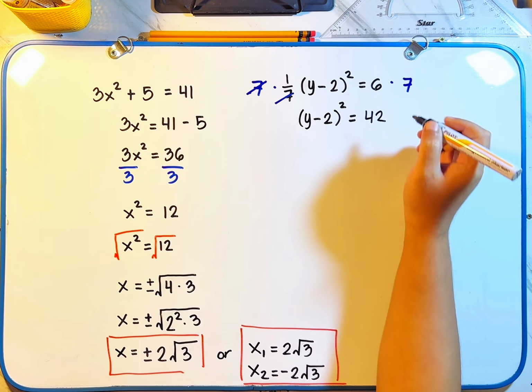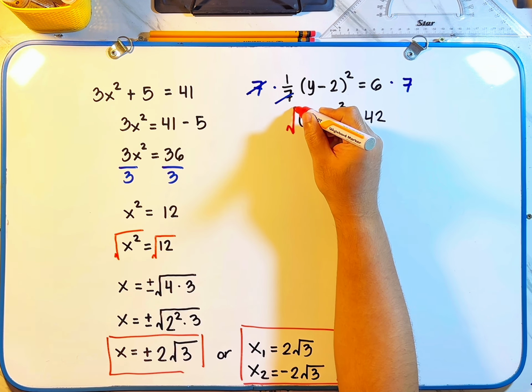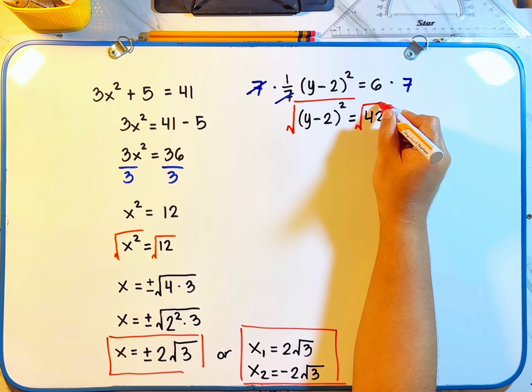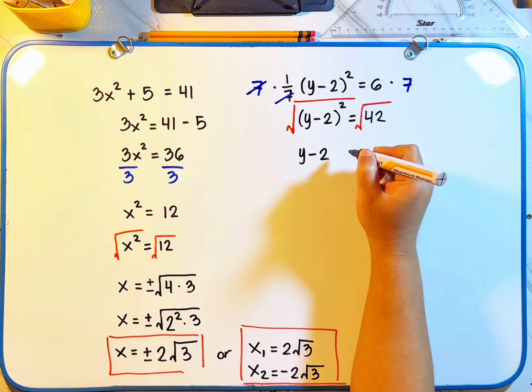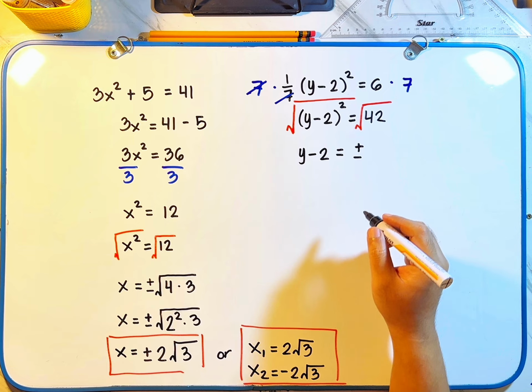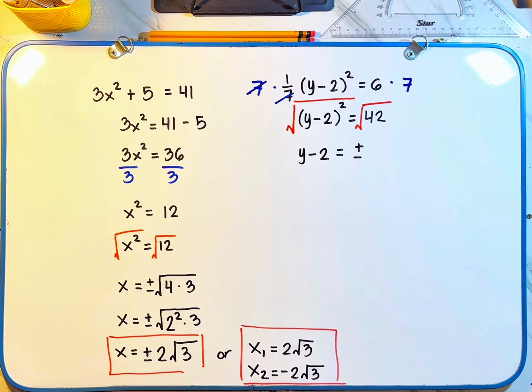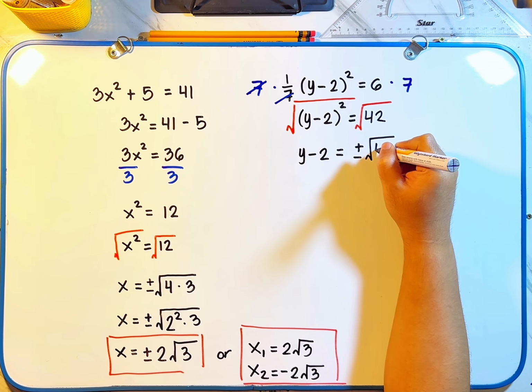So 42. And now we can take the square root of both sides to eliminate the square here. On the left side, we have y minus 2 is equal to, and since we're taking the square root, include plus minus. And 42 is not a perfect square, and 42 cannot be expressed as factors such that one of the factors is a perfect square. The only factors for 42 are 42 times 1 and 21 times 2. None of them are perfect squares. So, just write it as is, square root of 42.